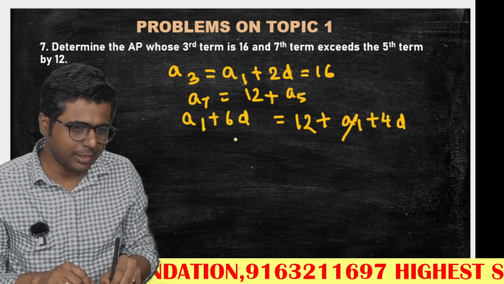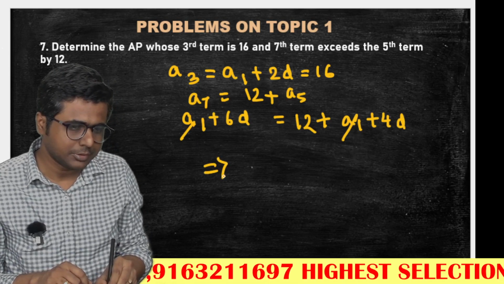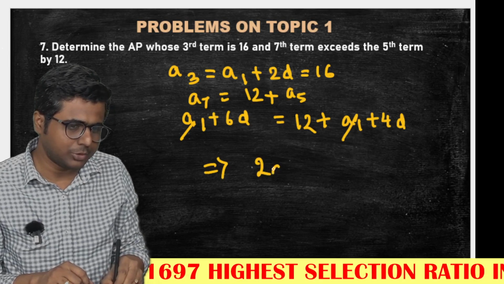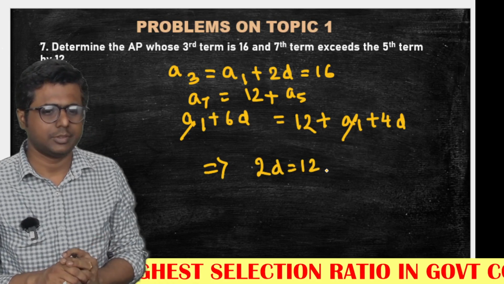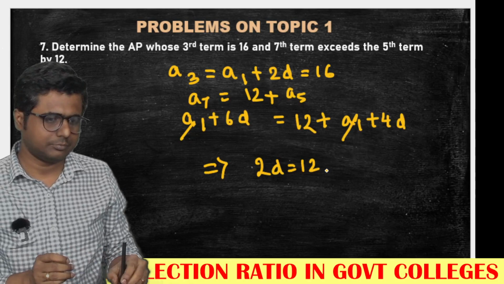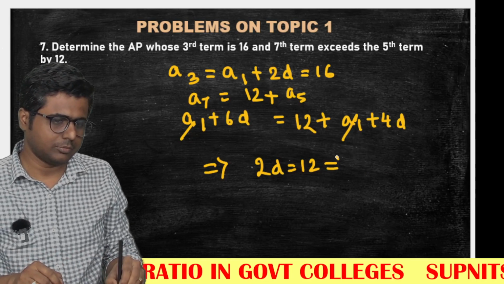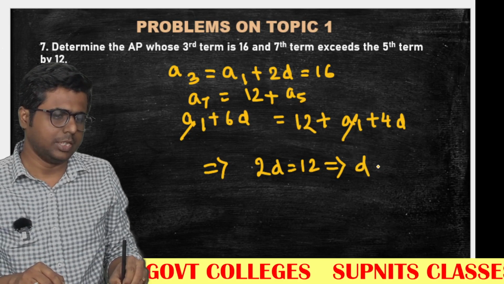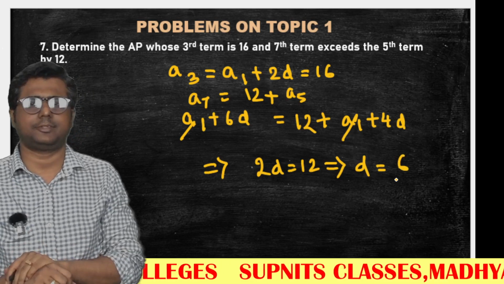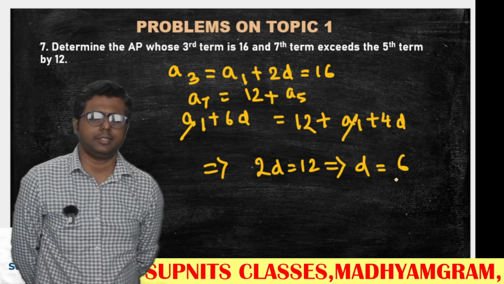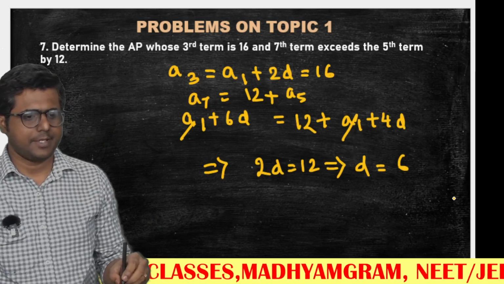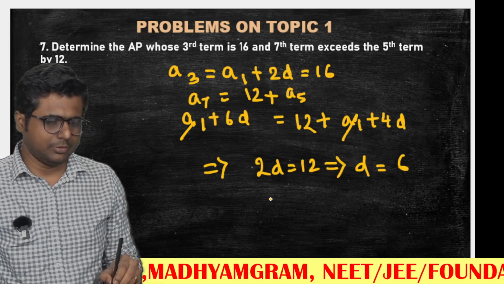So here A1 cancels out, 6D minus 4D, so this will be 2D is equal to 12. So D will be nothing but 6. Very easy. Okay, so what about the next one?